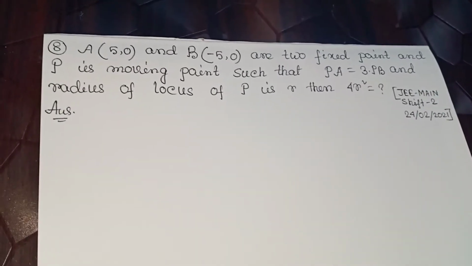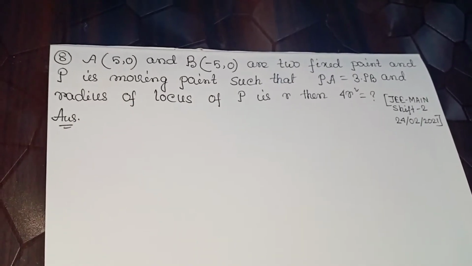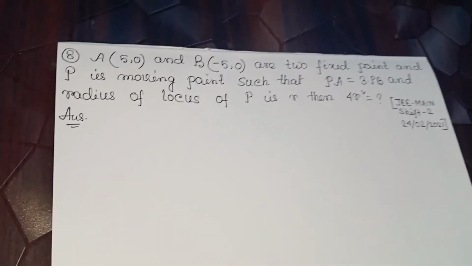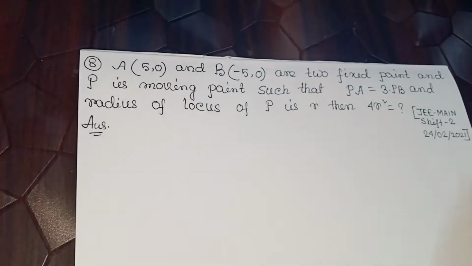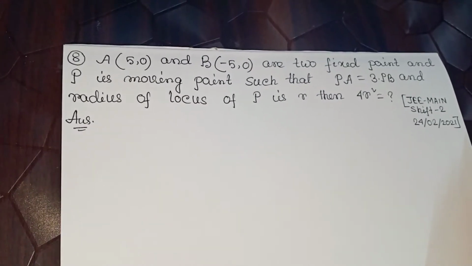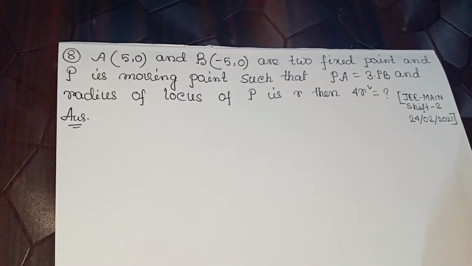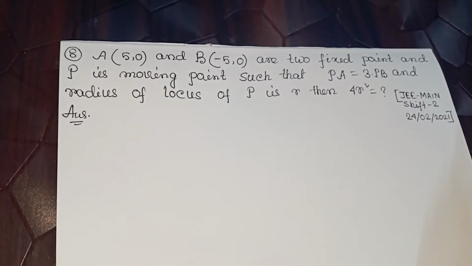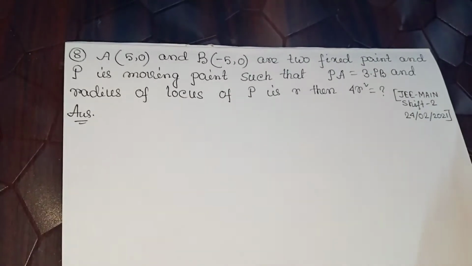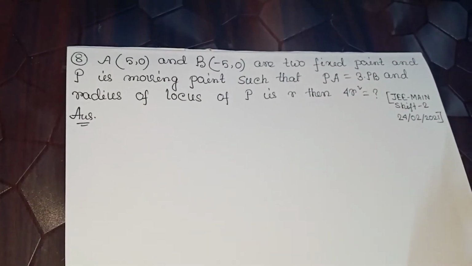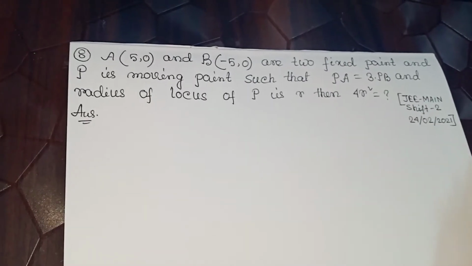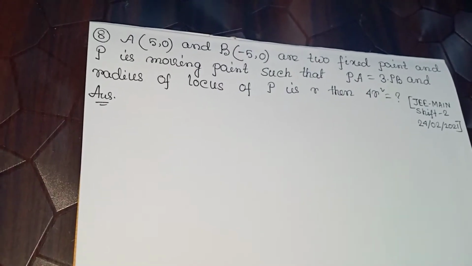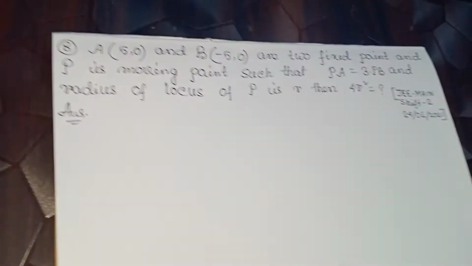Today we solve JEE Main Shift 2, 24th of February 2021, question number 8. It's a memory based question. A (5,0) and B (-5,0) are two fixed points and P is a moving point such that PA is equal to 3PB and the radius of the locus of P is R, then 4R squared is equal to what? So this is a question in the house of geometry.